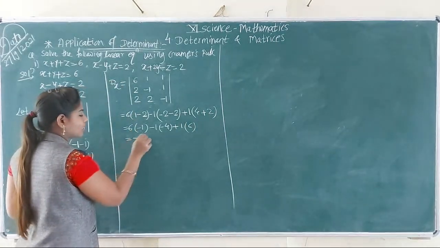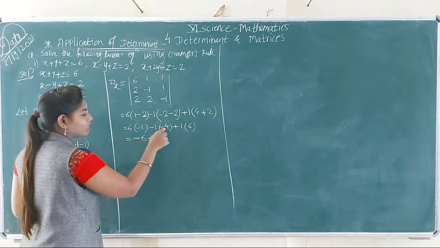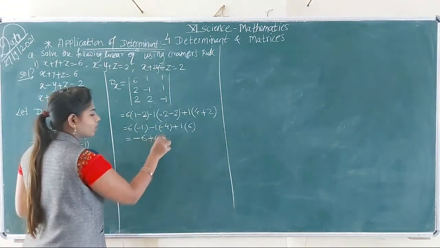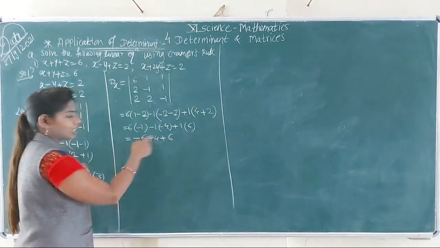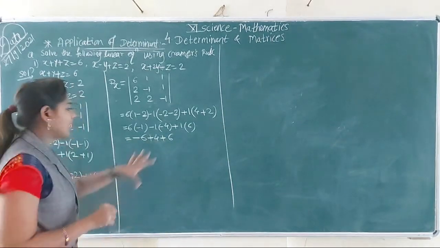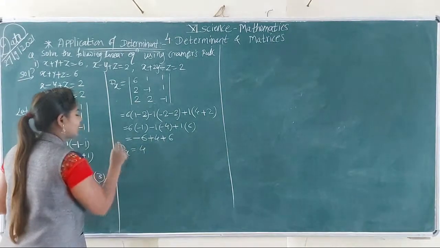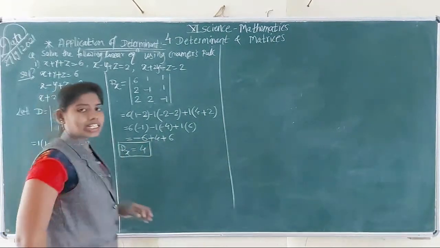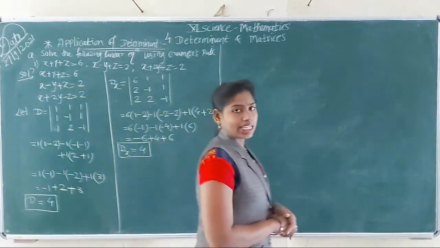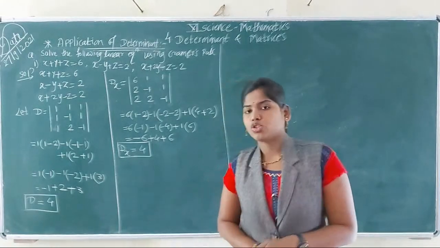into minus 1, that is minus 6, minus minus becomes plus, that is plus 4 and plus 6, minus 6 plus 6 is 0 and write 4 as it is, so value of dx is 4, so dx value is 4, D is 4, then dx is also 4.